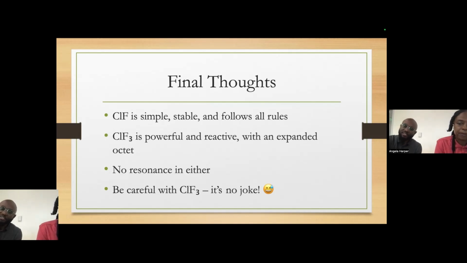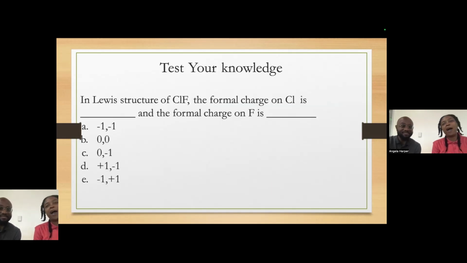Now, as the professor likes to do with us students in class, we have a pop quiz. Pop quiz it is. Let's test your knowledge. In a Lewis structure of chlorine fluoride, the formal charge on Cl is what? And the formal charge on fluorine is what?